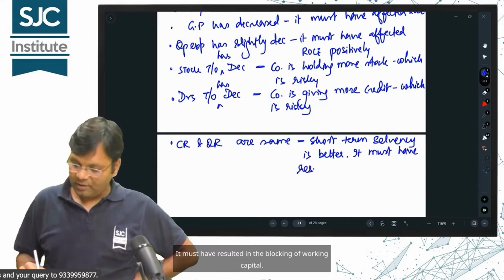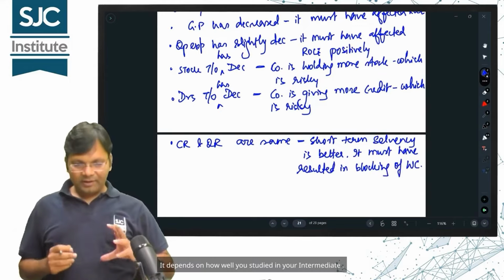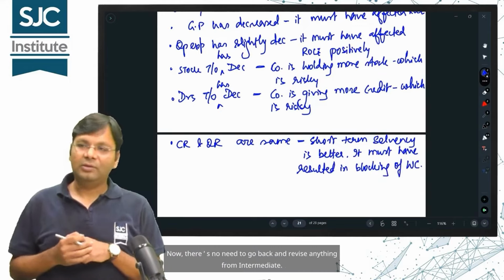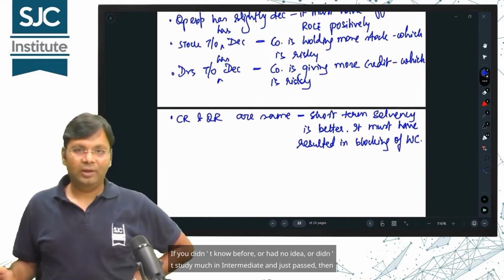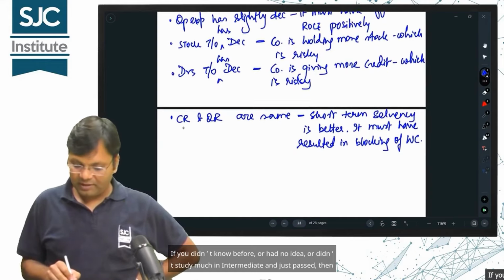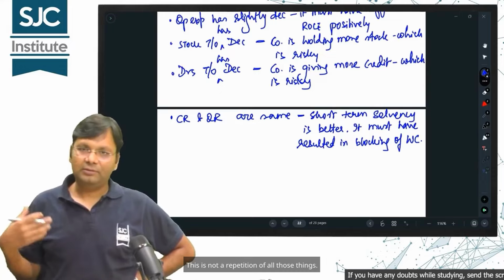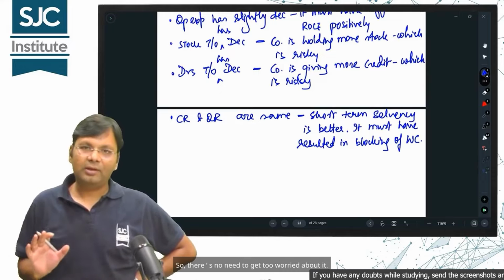You get to know all this as you keep practicing. It depends on how well you studied in your intermediate. Now, there's no need to go back and revise anything from intermediate. Whatever I am explaining here right now, you just have to follow that much and learn from it. If you didn't know before, or had no idea, or didn't study much in intermediate and just passed, then learn from what is explained now. If needed later, we'll look at it in detail. This is not a repetition of all those things. So, there's no need to get too worried about it.